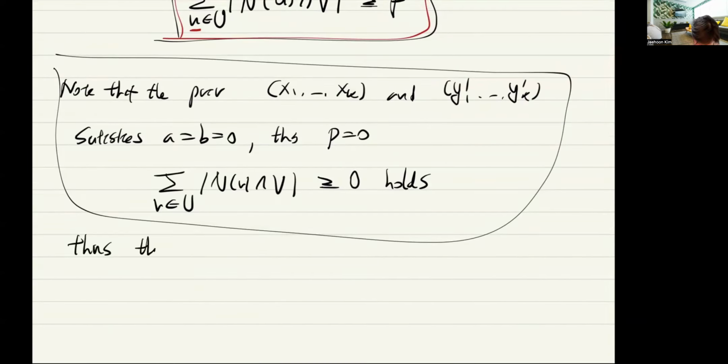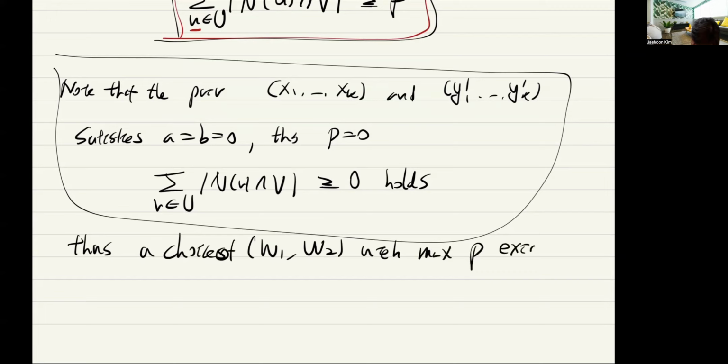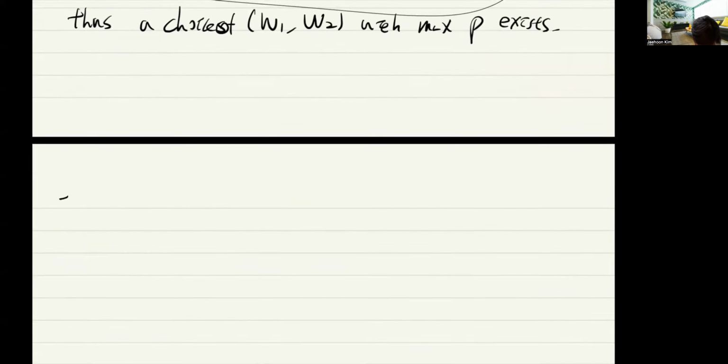Thus, there could be multiple choices. You choose one of them, so a choice with maximum P exists. And let's say for such a choice, we fix such a choice.